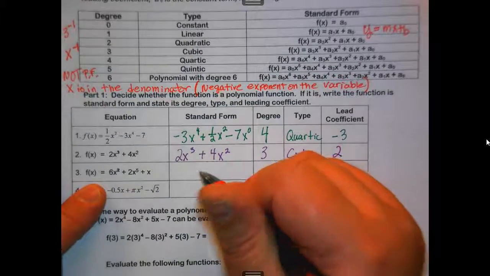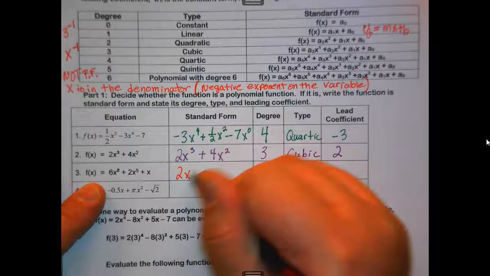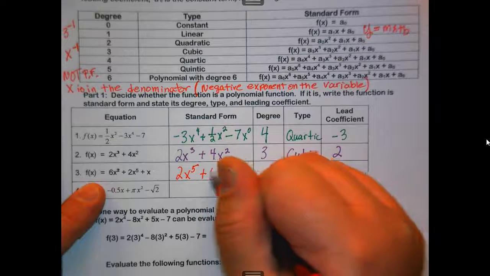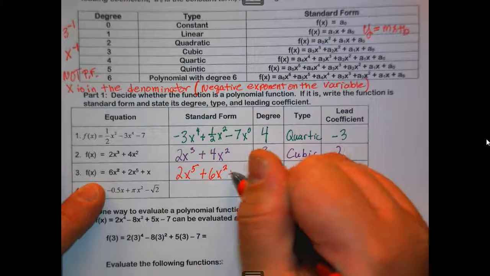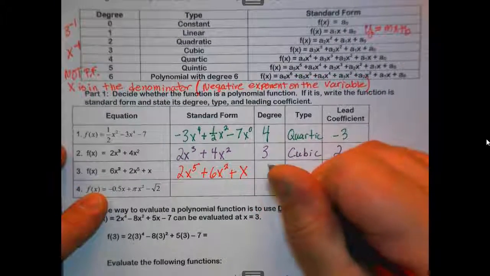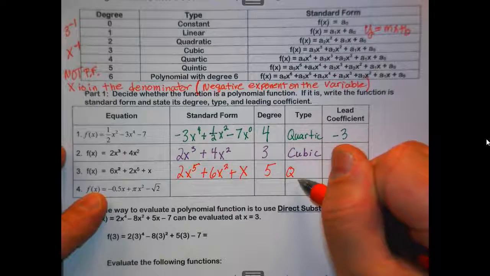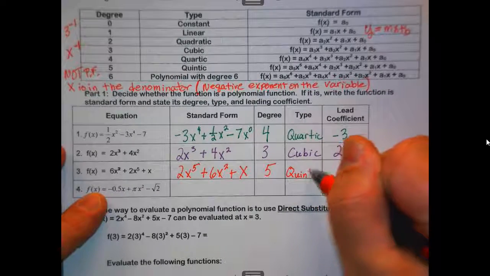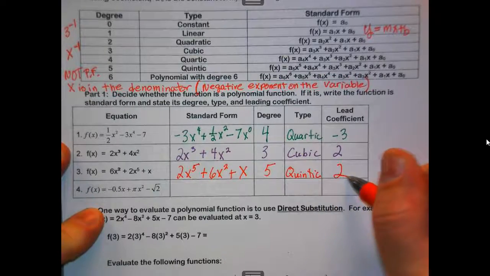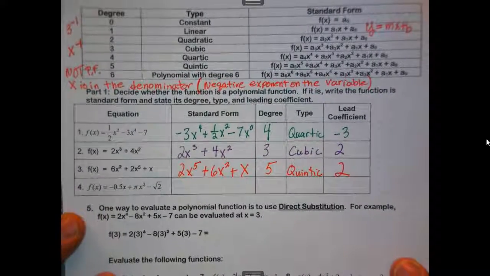Let's put it in standard form. What degree is it? And it's called a quintic. Leading coefficient: 4. Is it a polynomial function?